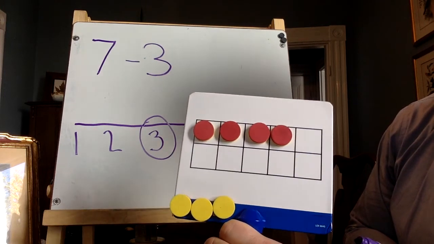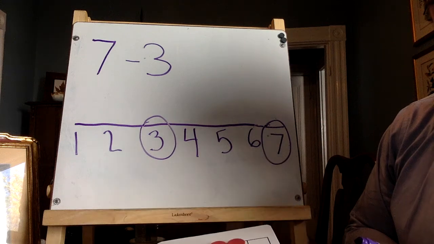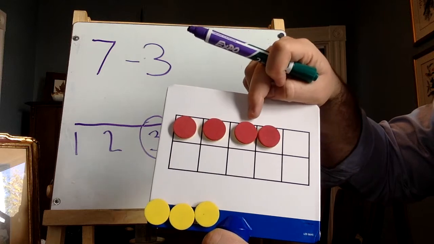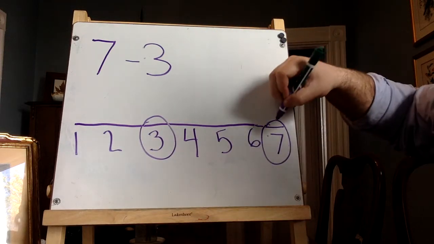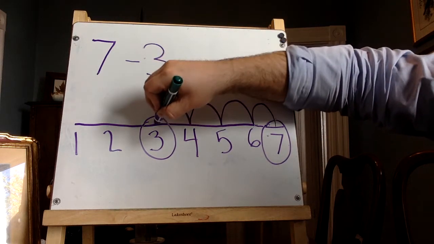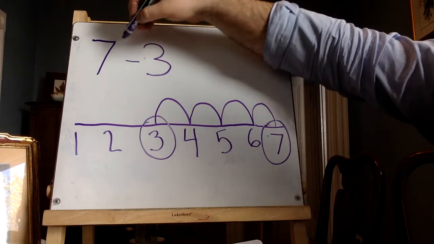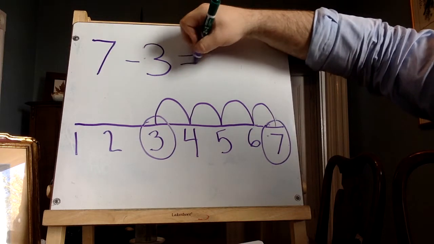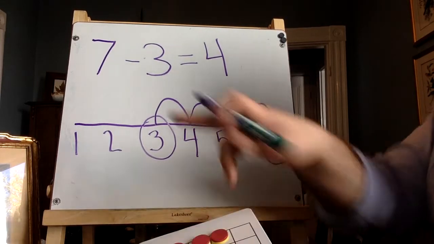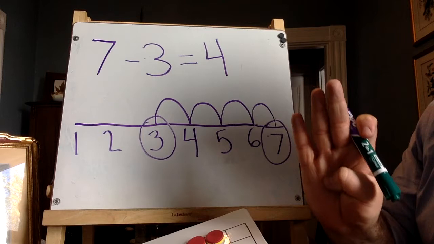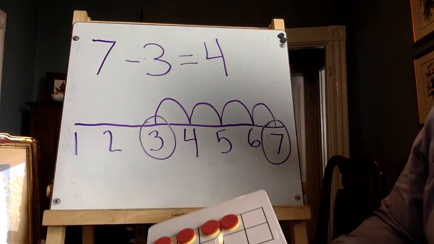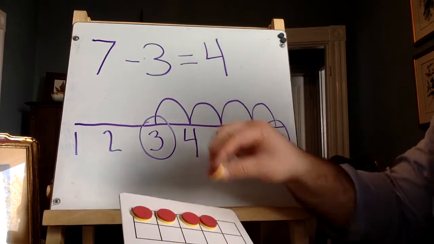How many do I have left? You can figure out by counting. 1, 2, 3, 4, or jumping. 1, 2, 3, 4. So 7, take away 3, is 4. The difference between 7 and 3 is 4 numerals. 4 numbers. All right, I'm going to give you a little quiz. Are you ready?